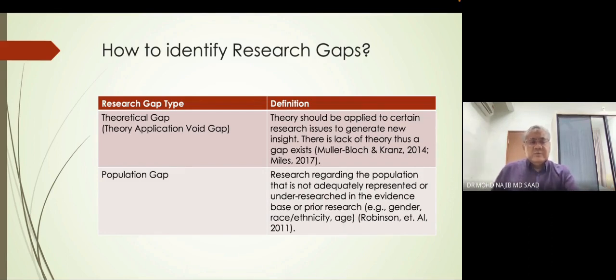So the last one would be population gap. Some of the research that has been conducted by previous researchers, maybe they focused on a certain population only, and there exists what we call a vacuum over here in terms of doing research on other populations, for example, something that we refer to as new population gap in terms of gender, race, ethnicity, and so on.